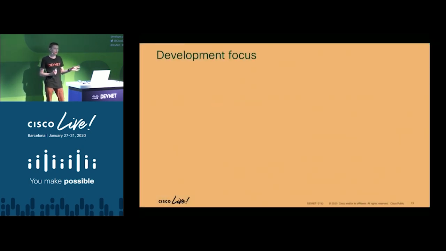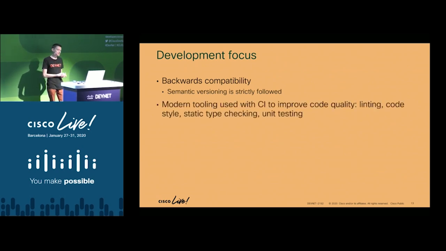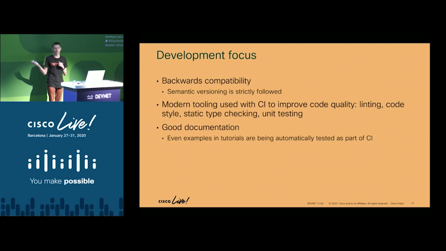Okay, some development focus. We do our best maintaining backwards compatibility. During a major release, we don't break anything. Well, at least we're doing our best. Even between major releases, we try to minimize breaking changes as much as we can. So we follow semantic versioning. We use modern CI tooling like linting, code styles, static type checking, and unit testing to make sure the code quality is decent. Our documentation goes through continuous integration and is automatically tested. So all examples in tutorials are part of that too.